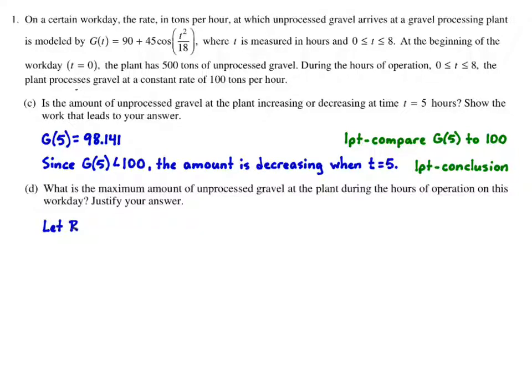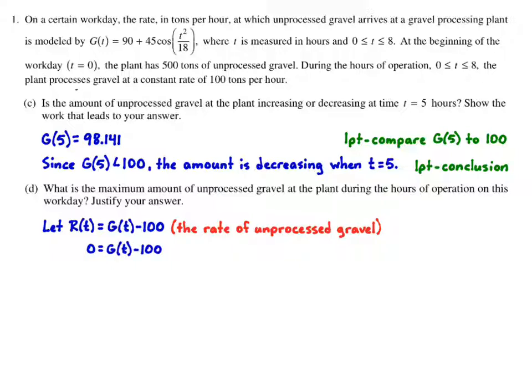So again, we need to figure out an overall rate function. So here's where I kind of did that. I said let r of t equal g of t minus 100. This is the overall rate, so the rate in minus the rate out. And since the overall rate is now defined, how do I figure out a max or a min? I set the rate equal to 0. So 0 equals g of t minus 100.